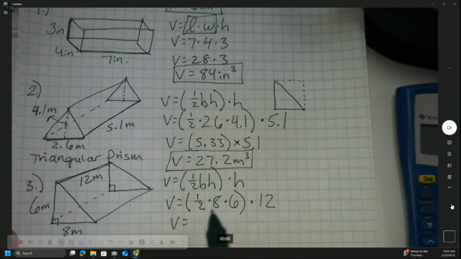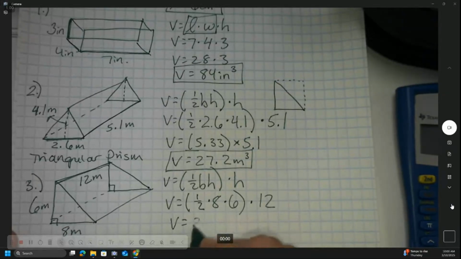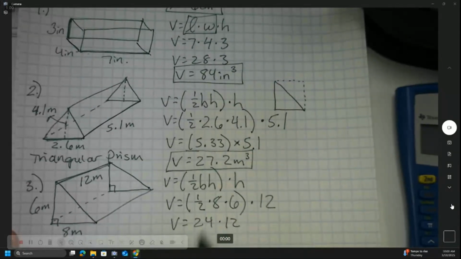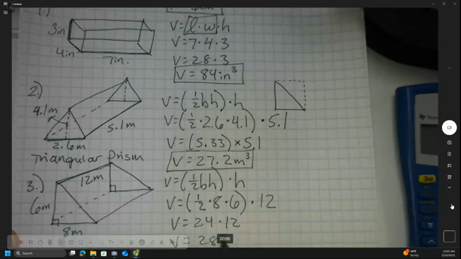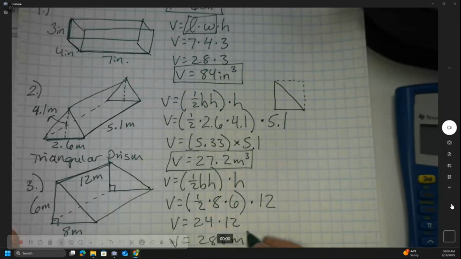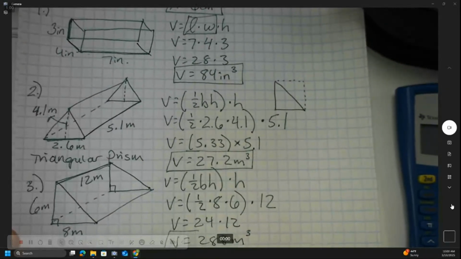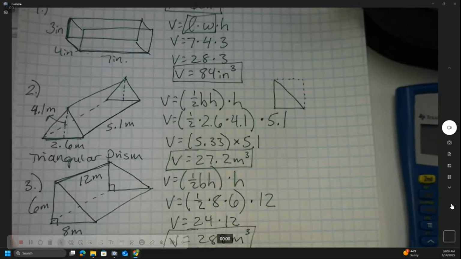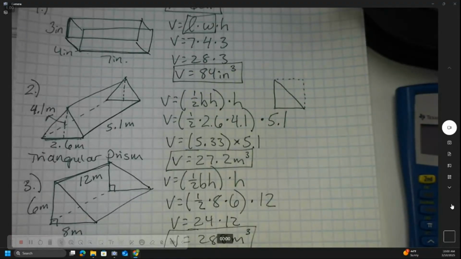You can do some mental math. I know 8 times 6 is 48. What's half of 48? 24. Now 24 times 12, your volume is 288 meters cubed. Because again, you are measuring how many cubes fit inside that triangular prism.